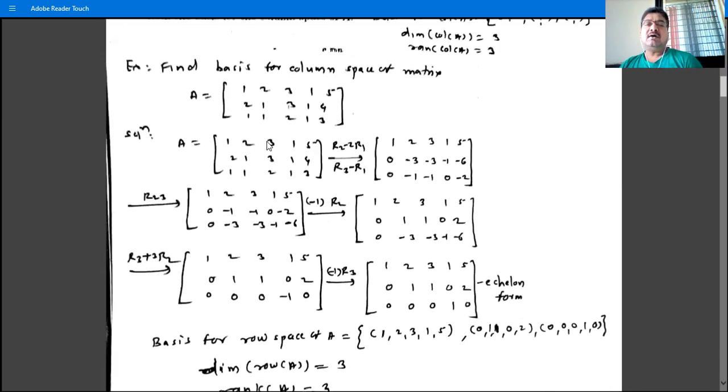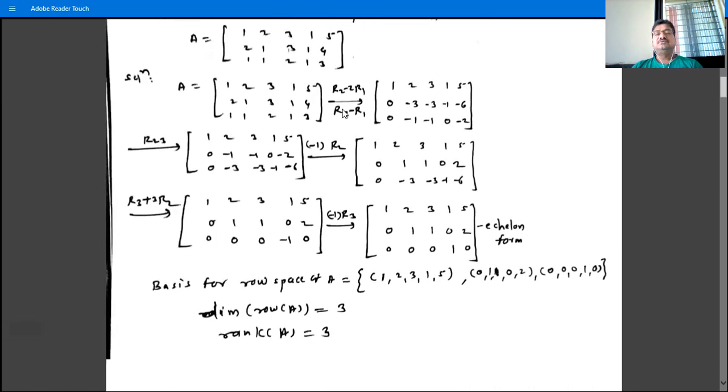In order to find the basis for the row space of matrix A, we have to reduce this matrix to echelon form. So what is the procedure? We have to reduce these two elements to 0. So R2 minus 2 R1, R3 minus R1. We have this matrix. Then R2, R3. In order to reduce this minus 3 to 1, we can also apply the operation minus 1 by 3 R2.